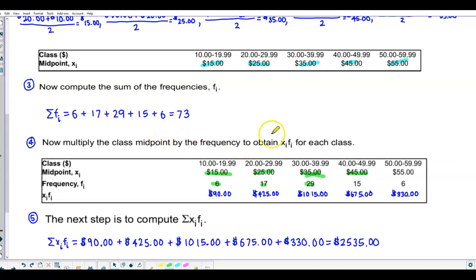The next midpoint is 45. We multiply it by the next frequency, which is 15. 45 times 15 gives us 675. And then the last midpoint, which is 55, we multiply by the last frequency, which is 6, to get 330.